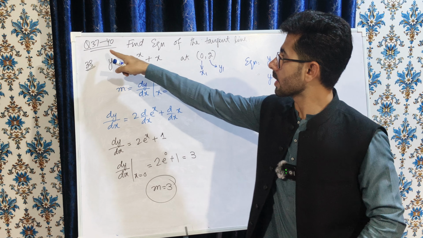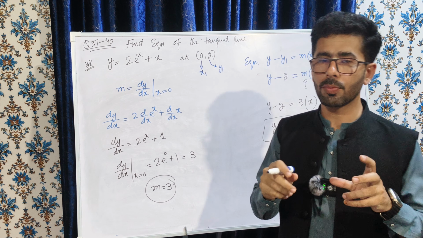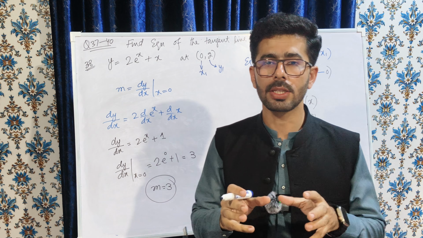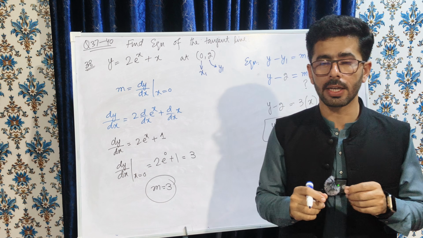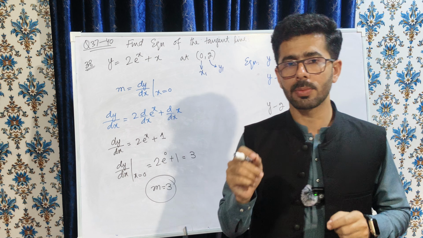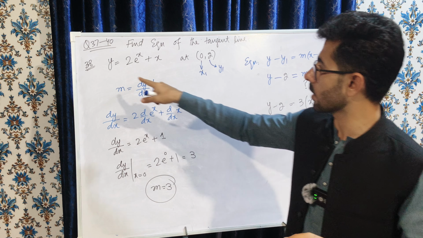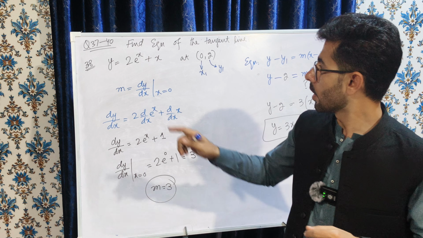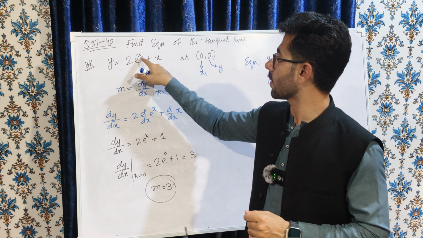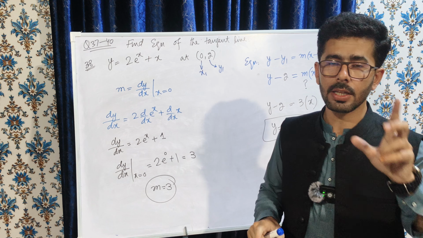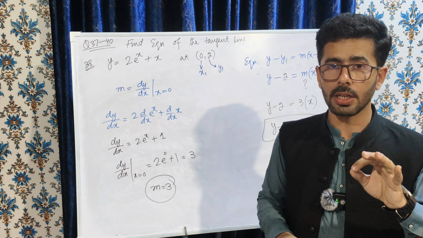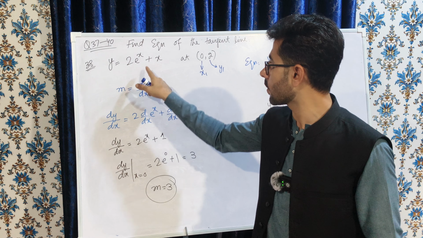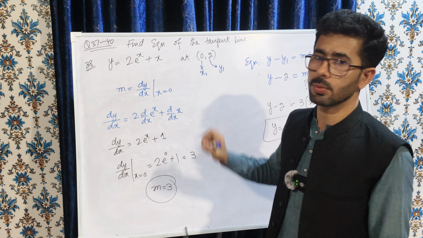In questions number 37 to 40, they give you a point and a curve and ask you to find the equation of a tangent line on the curve at that specific point. So we take question number 38 because it has e power x. I thought it would be new for you. So y equals 2 e power x plus x. We need to find the equation of the tangent line on this curve at the location (0, 2).